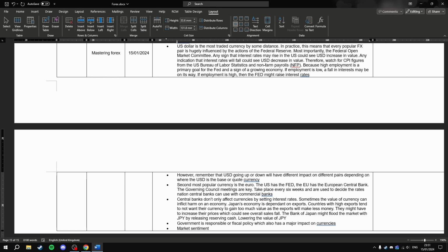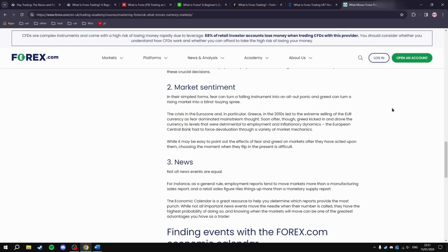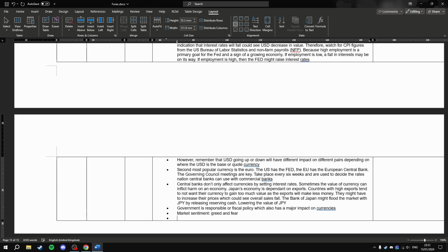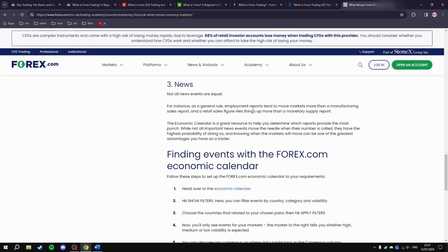Sentiment, greed and fear. Not all news events are equal. For instance, as a general rule, employment reports tend to move markets much more than manufacturing sales reports.